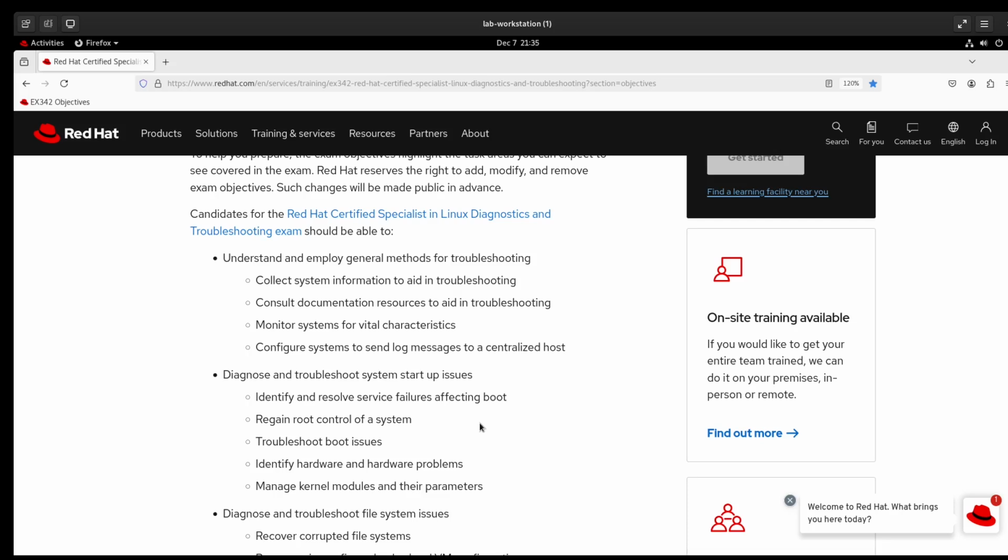Because if you think about it, if you're in the emergency target, you're not going to have a whole lot of stuff running. Later, I can definitely see on this exam, they will have a broken service or some type of dependency issue for a service, and you have to figure that out. So for my practice session here, I'm going to try to create some scenarios that might be reasonable that I would have on the exam.